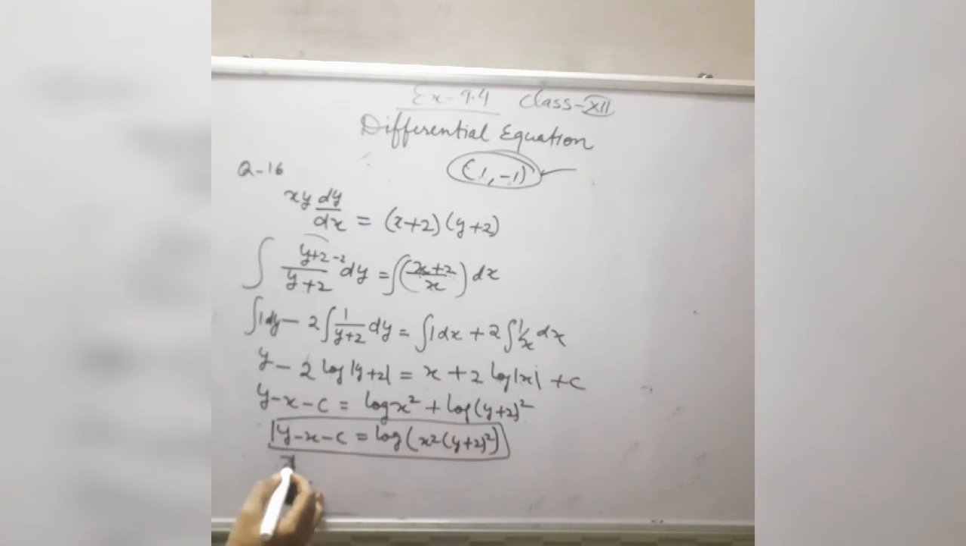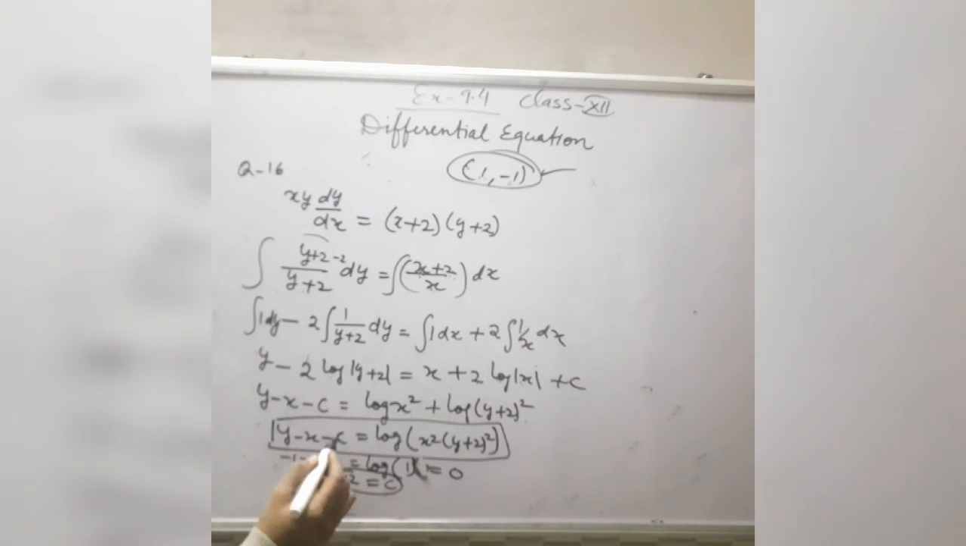Then you will get minus 1 and minus 1 minus c. This is equal to log 1 square minus 1 plus 2, again 1 square, it becomes log 1, and the value of log 1 is 0. So minus c goes to that side, it becomes plus c, and minus 1 and minus 1 becomes minus 2. So the value of c is minus 2.